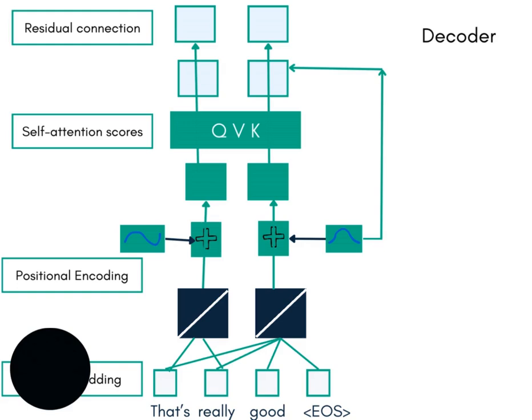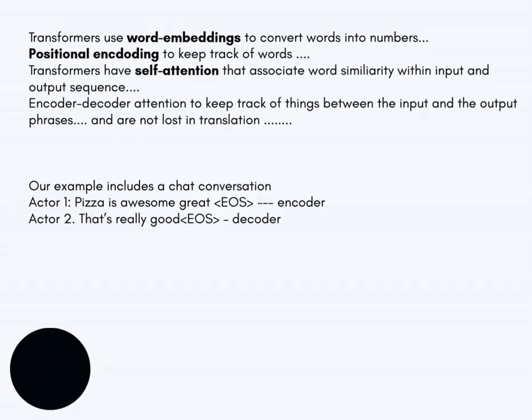Now we will move into the decoder section. As I am using this for a conversational chat, let's go back a little. So actor one: "pizza is awesome, great." End of sentence, or end of sequence. This is what is passed into the encoder, and this is what I'm expecting to get an answer from the decoder part. So that's really good. End of sentence.